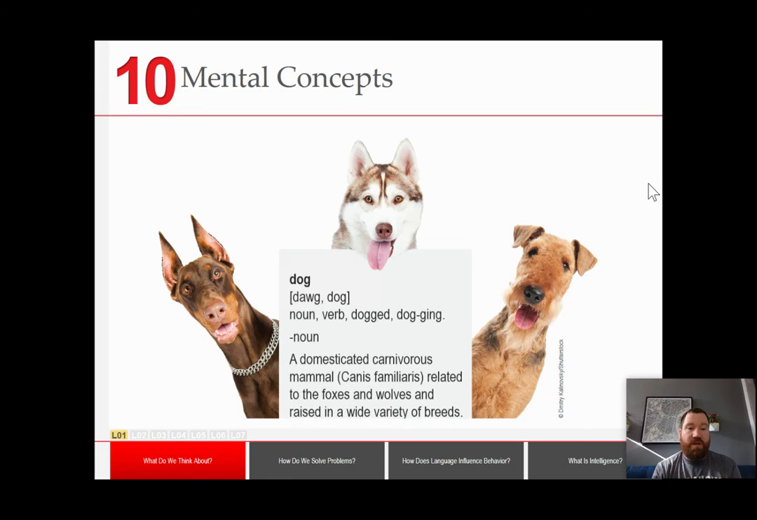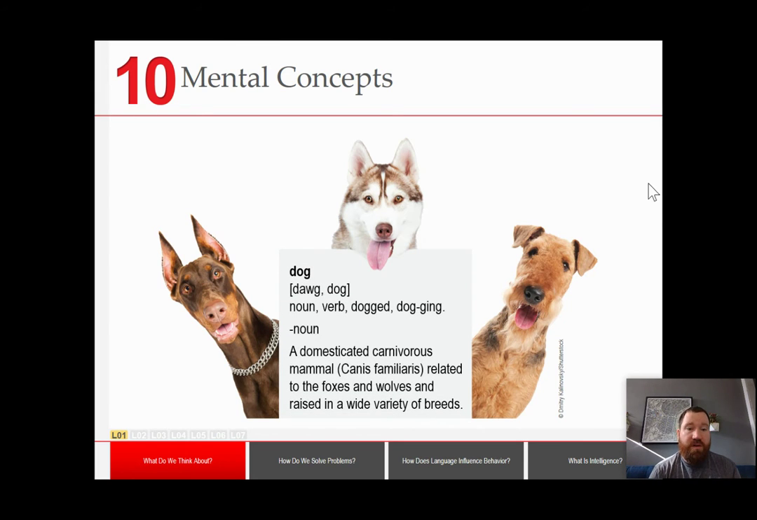So, for instance, here we've got all these different types of dogs, right? Even though they look very different, from the Doberman to the Husky to the Airedale, I think, while there are many different types of breeds, they are very clearly all dogs. So we have a mental concept of dog in our heads that we then can apply to the individual instances. So this isn't necessarily the most efficient thing. Well, actually, I lied.